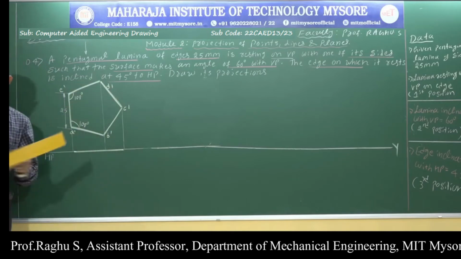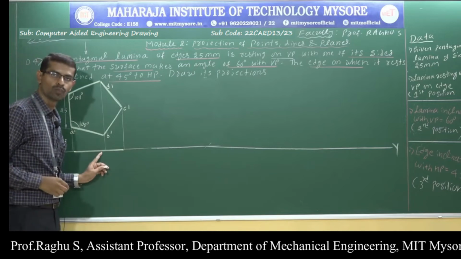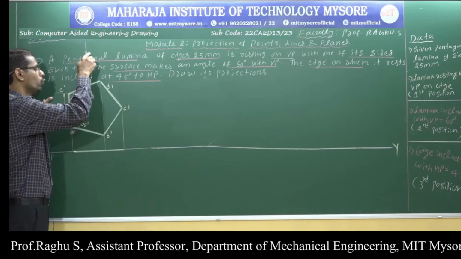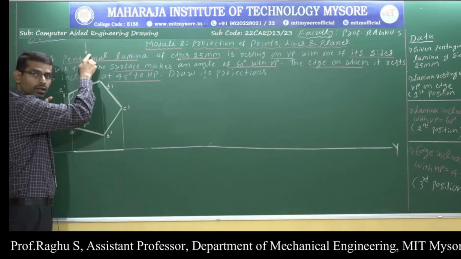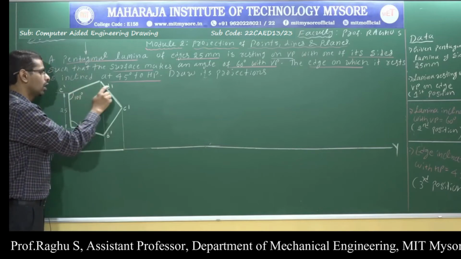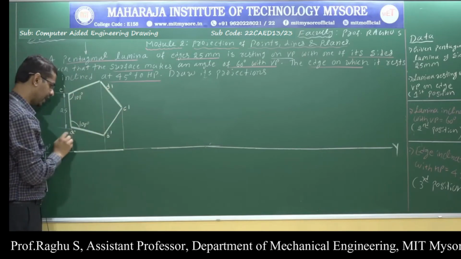Right. Next, do the naming in the top view. This is the direction of view. So when you view the lamina in the top view, point E is visible, D visible, C visible, but A invisible.